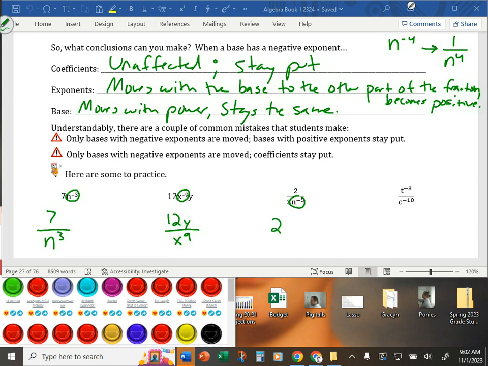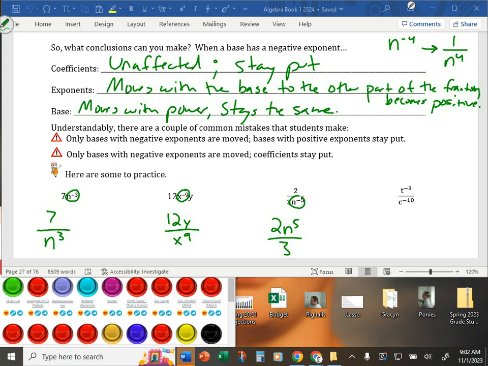So the 2 stays where it's at. It's a coefficient. It's a number, positive power. No reason to move that at all. The n to the negative fifth goes up top, becomes n to the positive fifth, and that coefficient of 3, again, just stays where it's at. All right?